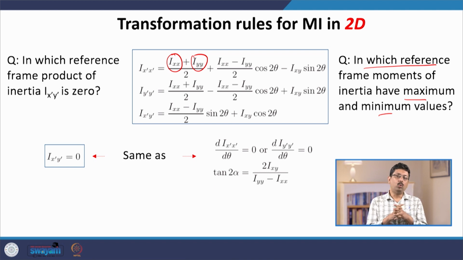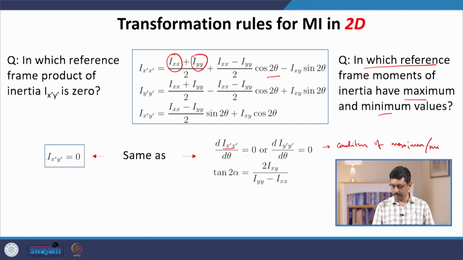Now, you can ask which frame will give me the highest value of the moment of inertia, and it turns out that you not only get the highest value, but you also get the lowest value in the same frame. The condition is that if you take this Ix prime, which is a function of theta, and extremize it with respect to theta, that is, calculate the derivative with respect to theta and set it to 0, which is the condition of maximum or minimum, then you end up with the same condition that gives you Ix prime y prime to be 0.